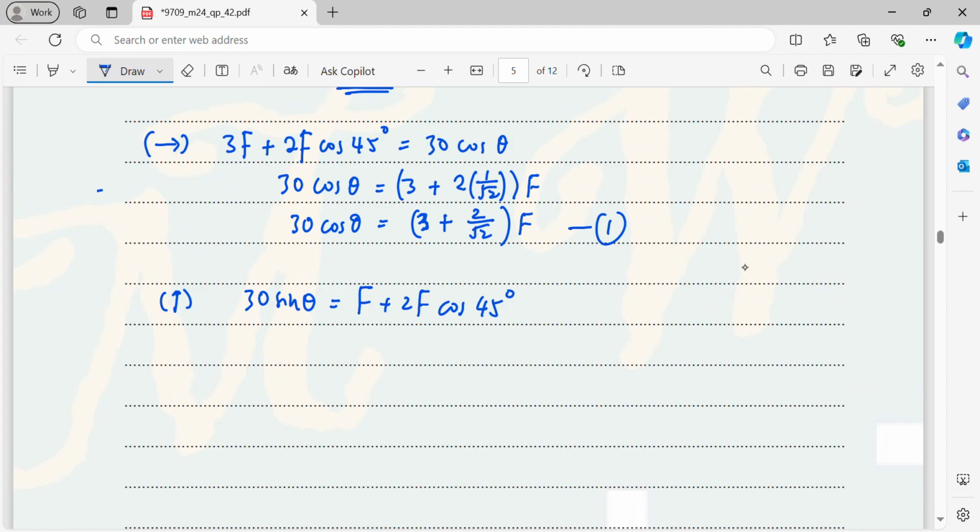Okay, so now 30 sine theta equals, by factorizing the F, the first term leaves 1, and the second term is basically 2 bracket 1 over square root 2. This is the same as (1 plus 2 over root 2)F.